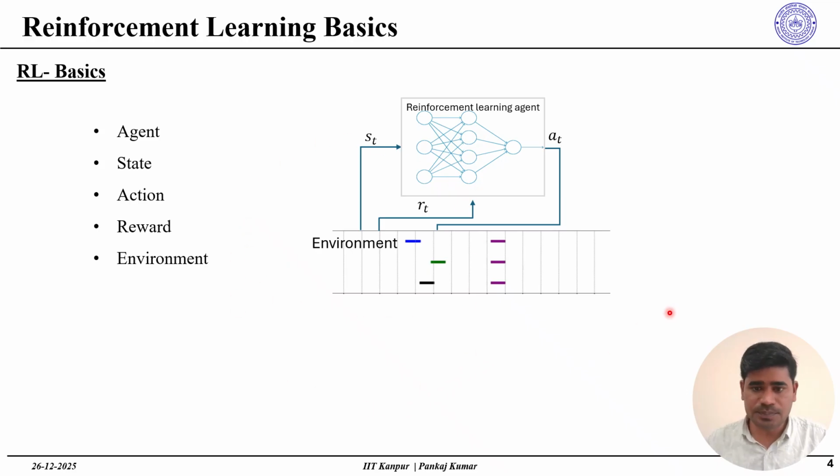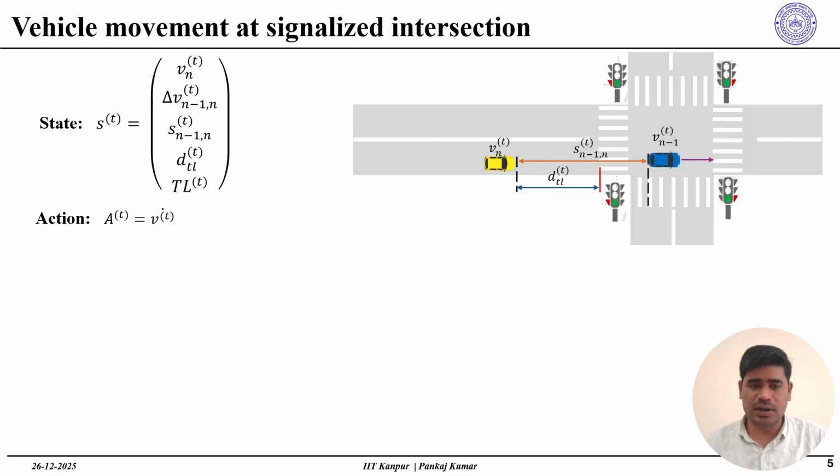Now we move to the different components, like the state. The state is defined as whatever factors influence the agent's action. In this case, the state is the ego vehicle speed, relative speed, space headway, distance to the stop line, and the traffic signal. And the action is longitudinal acceleration and deceleration.